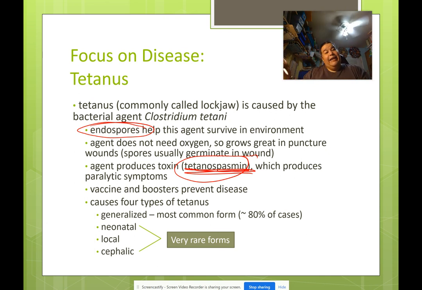Back in the day, if you got lockjaw, there was nothing they could do. They would usually pop out one of your teeth and feed you through a straw until you died. Once that toxin got to your diaphragm, it froze your diaphragm and you would suffocate to death. There was nothing they could do. They had no way to treat it.